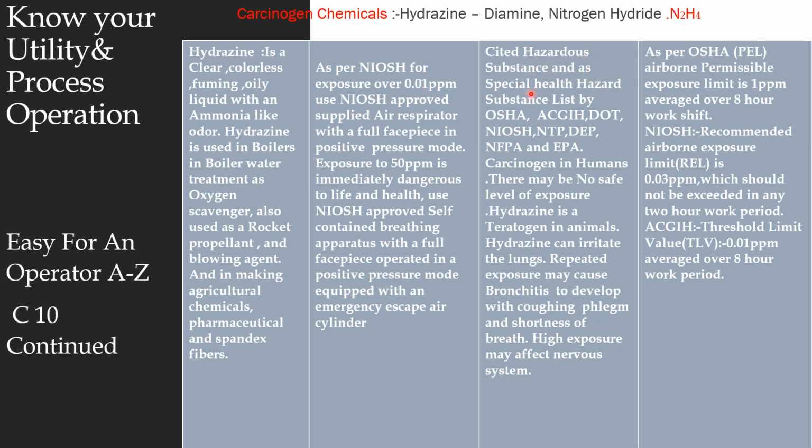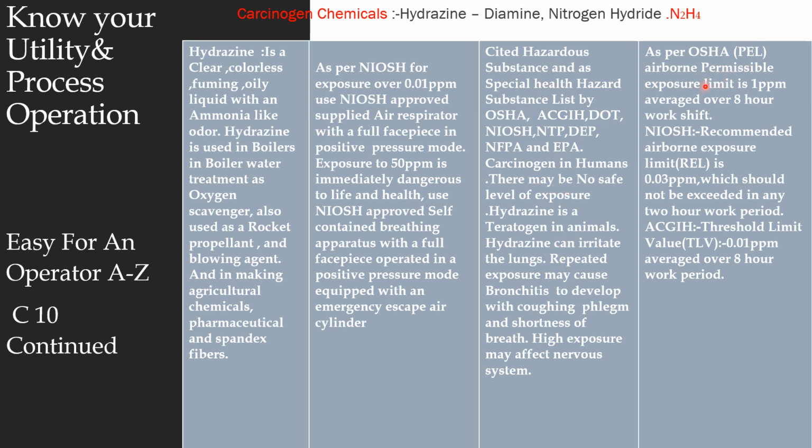It is cited as a hazardous substance and as a special health hazard substance by OSHA, ACGIH, DOT, NIOSH, NTP, DEP, NFPA and EPA. It is a carcinogen in humans. There may be no safe level of exposure. Hydrazine is a teratogen in animals. Hydrazine can irritate the lungs. Repeated exposure may cause bronchitis to develop, with coughing, phlegm, and shortness of breath. High exposure may affect the nervous system also, so have to be careful while handling hydrazine.